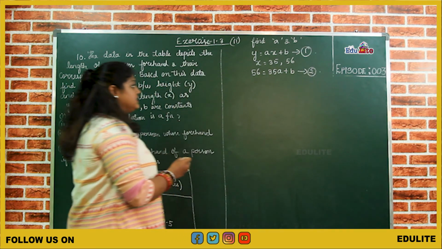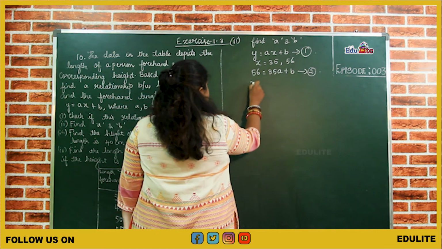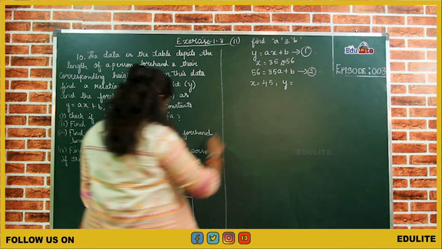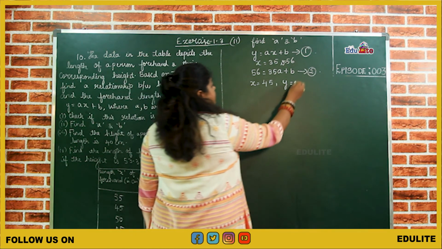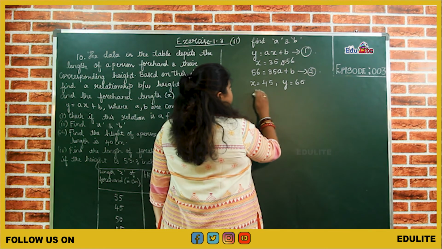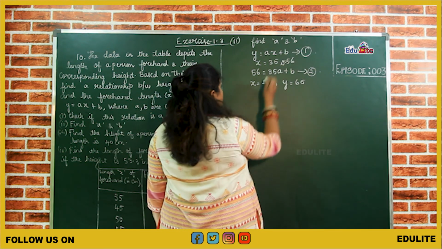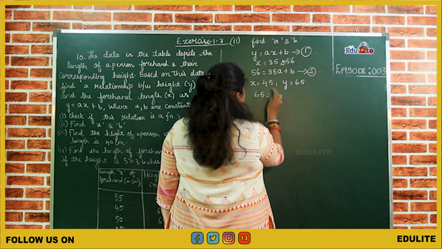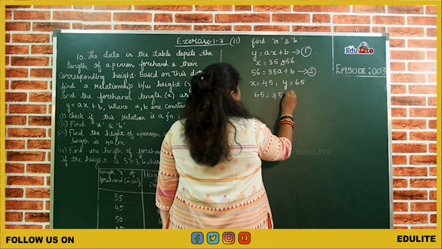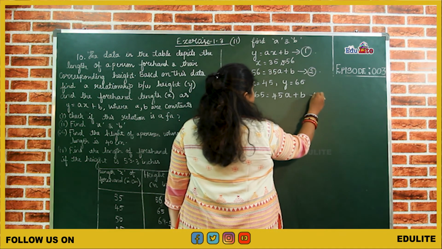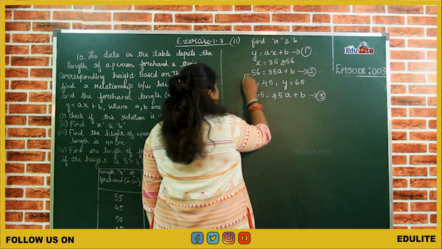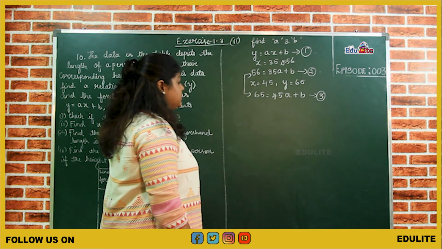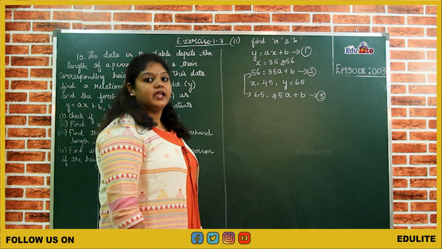Similarly, we will take the other set of values, x equals 45, y equals 65. We substitute these two values in equation 1: 65 equals 45a plus b. This we will consider as equation 3. Now we will simplify equations 2 and 3 using the methods of linear equations, so we can easily find the values of a and b.